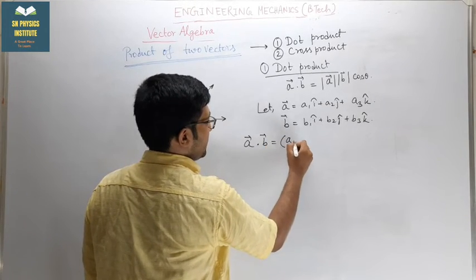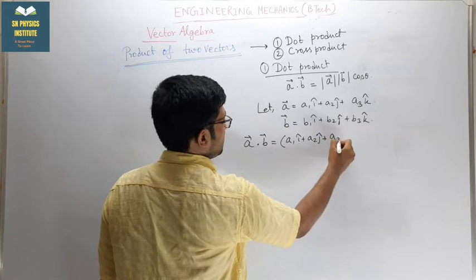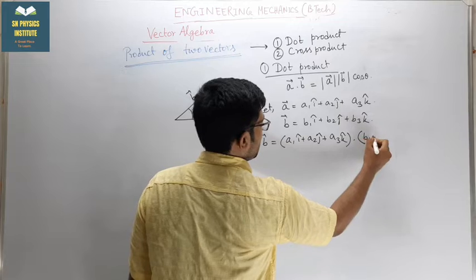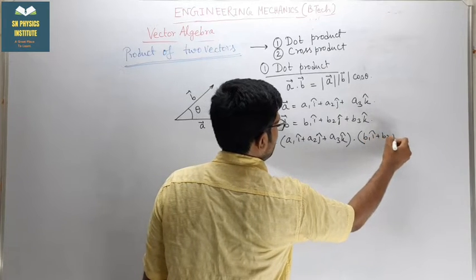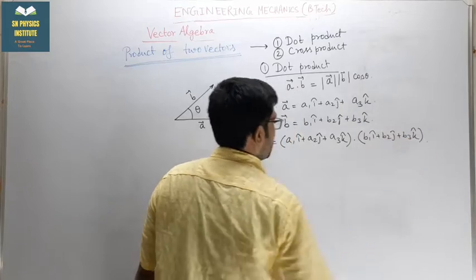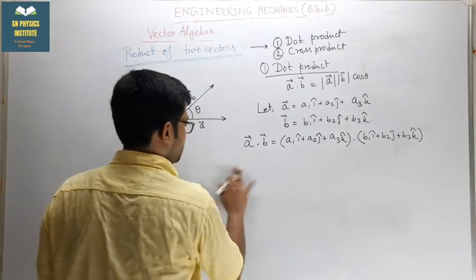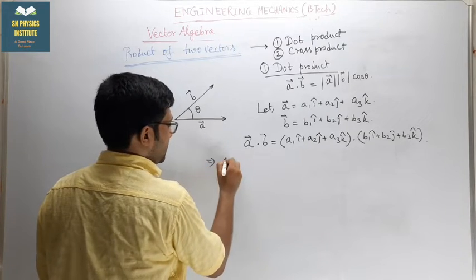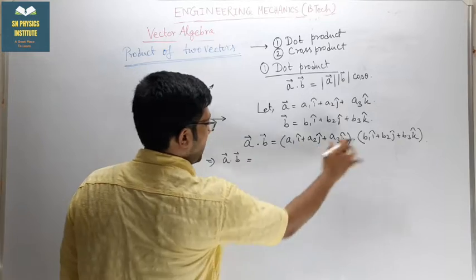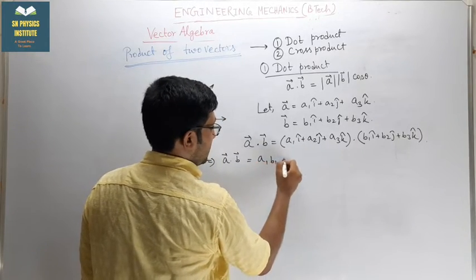A dot B means A1 i cap plus A2 j cap plus A3 k cap dot B1 i cap plus B2 j cap plus B3 k cap. Okay, so this is your A dot B. Now what is this A dot B? It is equal to, I can easily write here, A1 B1.